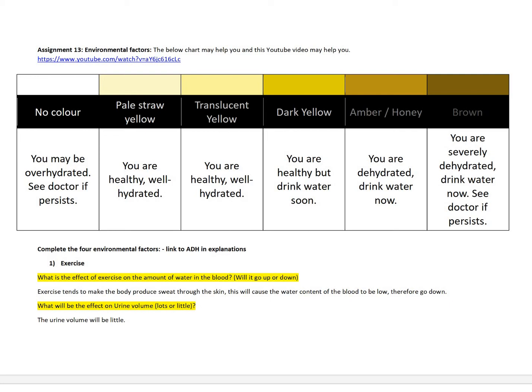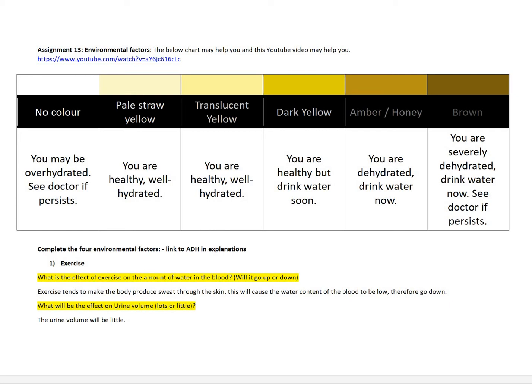Anyway, before I get into the answers to the environmental factors, take a look at the little chart. So you've got basically your color chart for what your wee says about you. And broadly, that's what it says. So we've got from really clear and colorless all the way down to brown. And what you're seeing here is a gradual move from overhydration to severe dehydration.